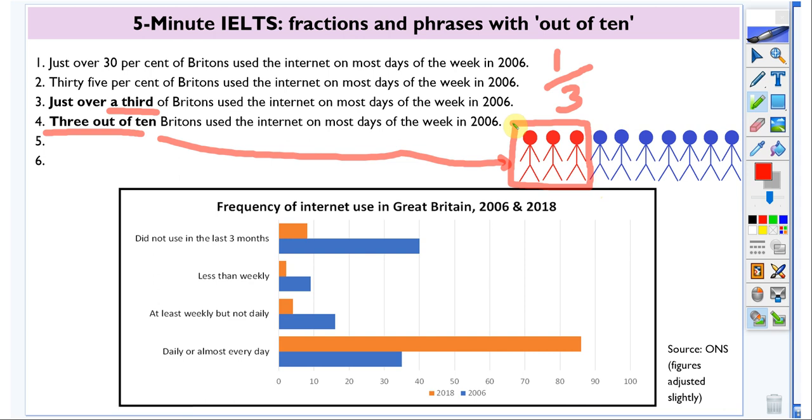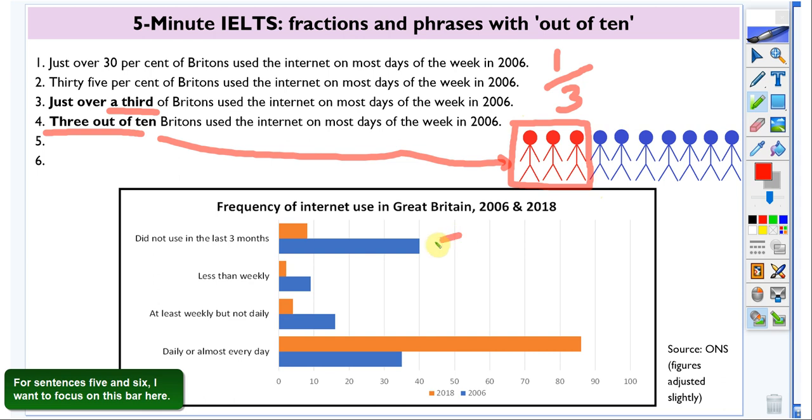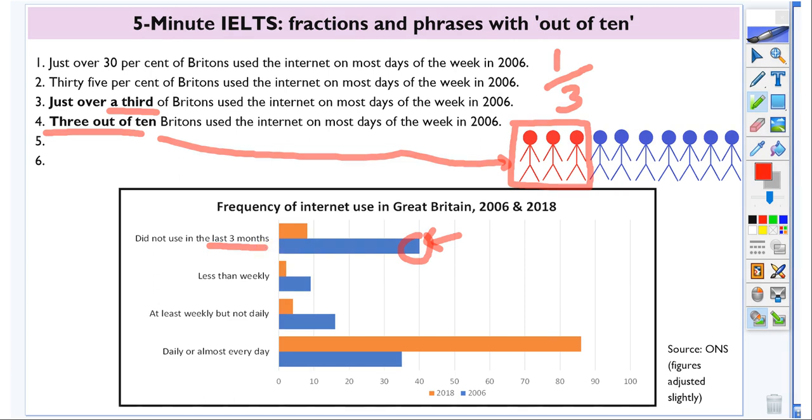For sentences 5 and 6, I want to focus on this bar here, and I want to emphasize the really high percentage, 40% in fact. Remember, we're talking about people who didn't use the internet at any time in this time period, not at home, not at work. So let's make this data really interesting to our reader.